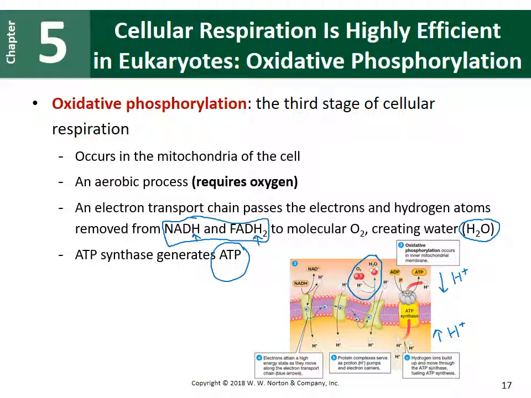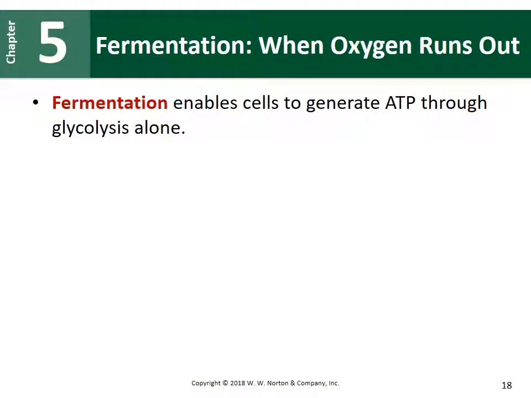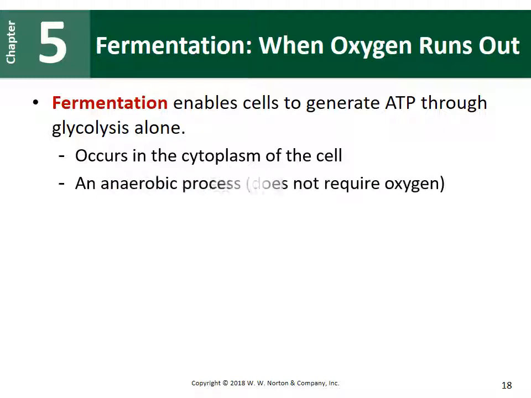So this process that requires oxygen is really important, because sometimes our cells will do this by a process called fermentation. Fermentation allows cells to generate ATP only through glycolysis, that very first step that we looked at. Just a reminder, this occurs in the cytoplasm of the cell. It's an anaerobic process, so it does not require any oxygen.